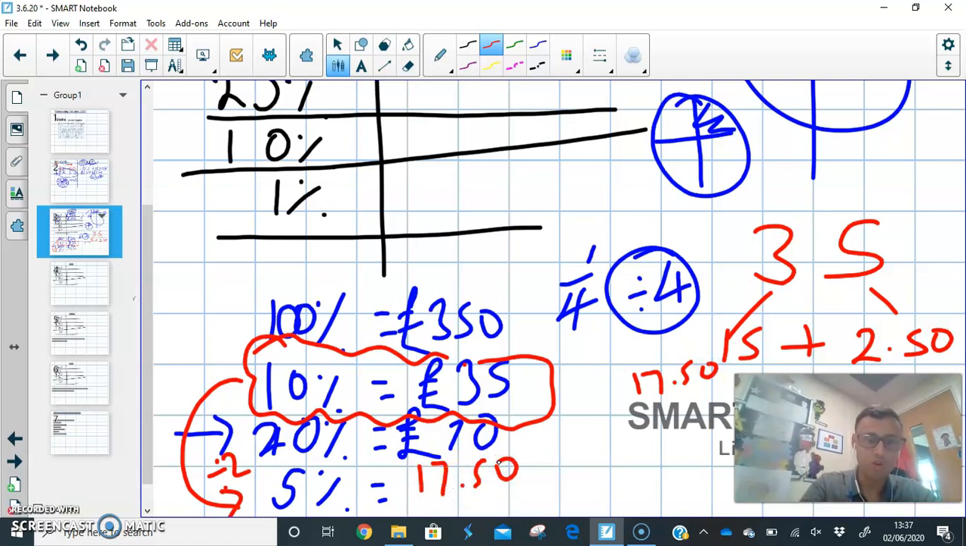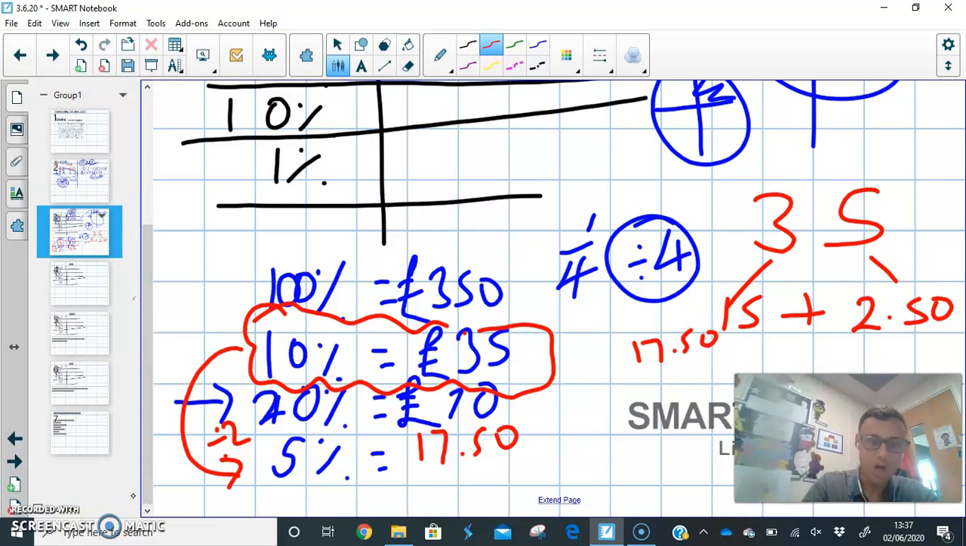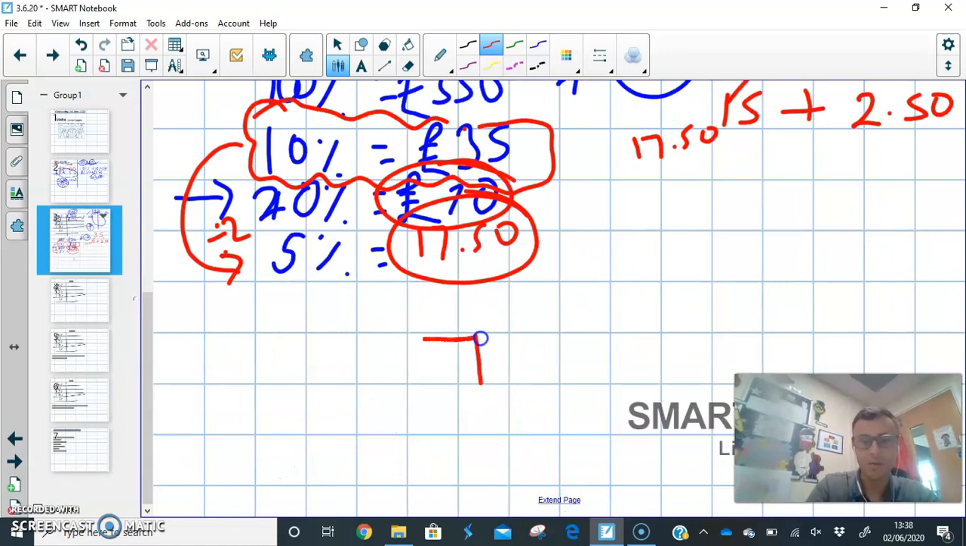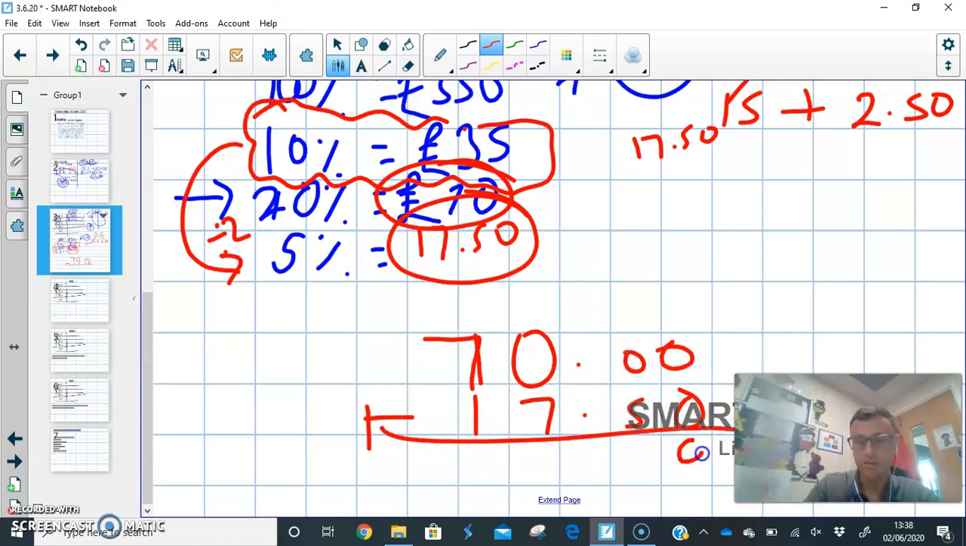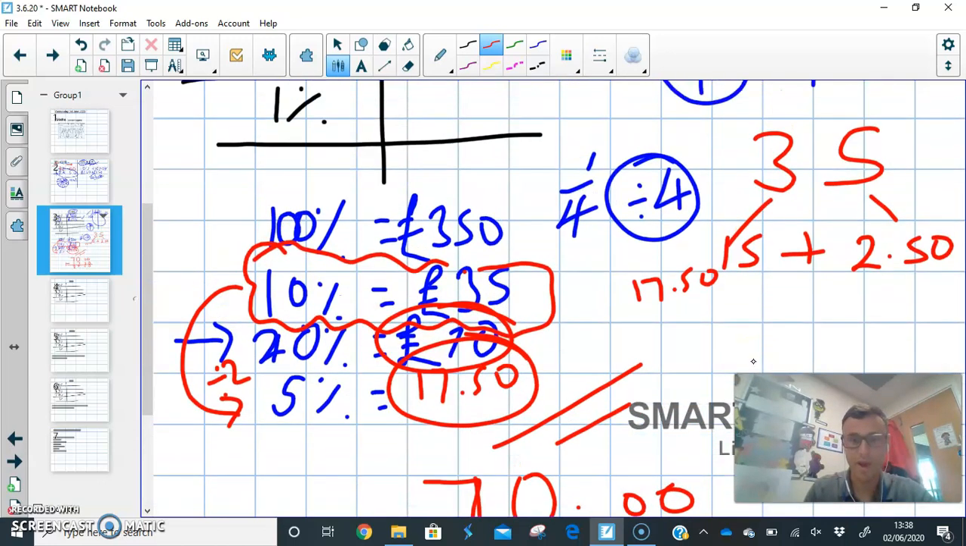So if I want 25%, I'm going to add my £70 and my £17.50. So £70 add £17.50: 0, 5, decimal point, 7, 8. So 25% is £87.50.